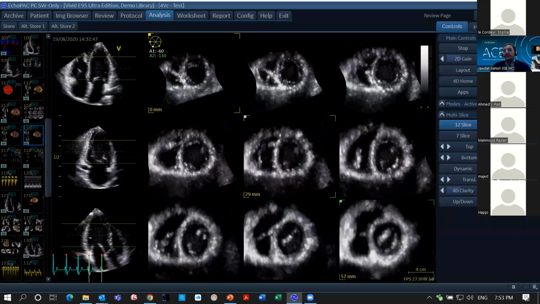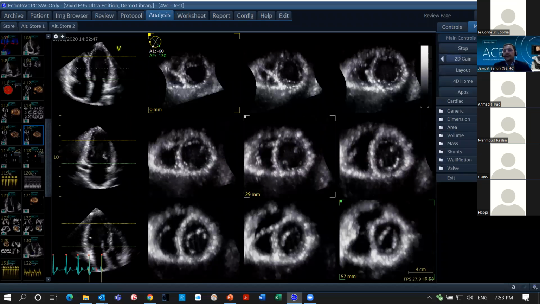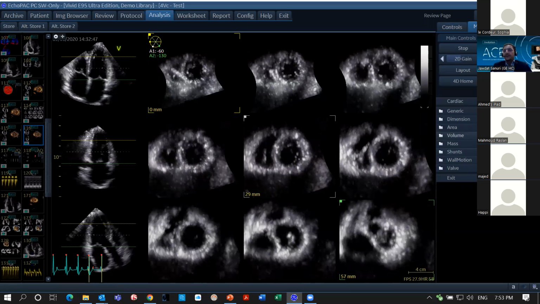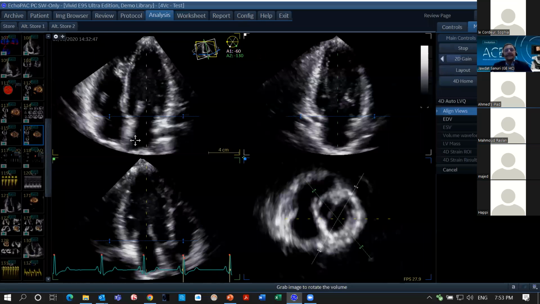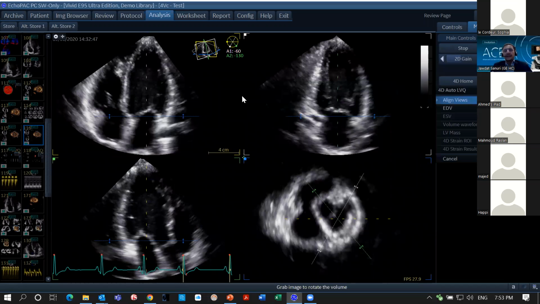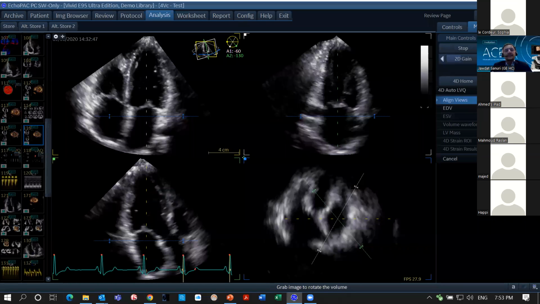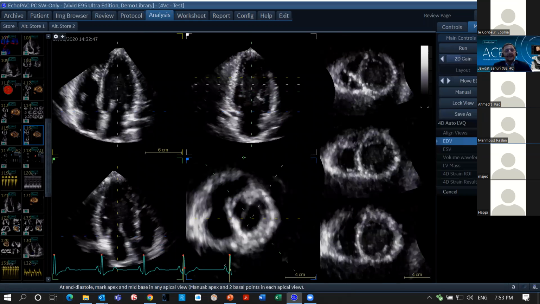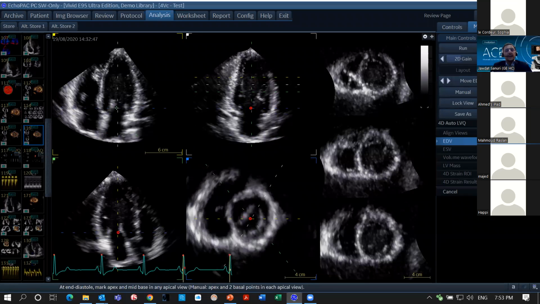So again, to measure for the auto LV quantification, we can just go to measure. We can go to volume, and here we have the auto LVQ. And again, this is auto aligning of the views. We are okay with the aligning. We can just go to end-diastolic volume. And here again, the machine is asking us to place, at end-diastole, the apex and mid-base. So here's the mid-base.